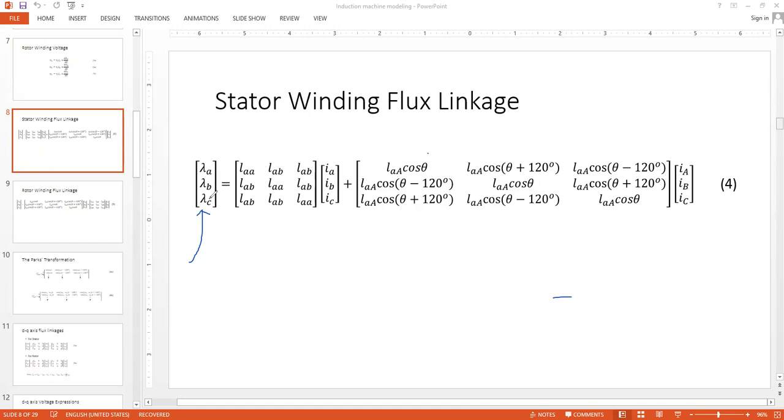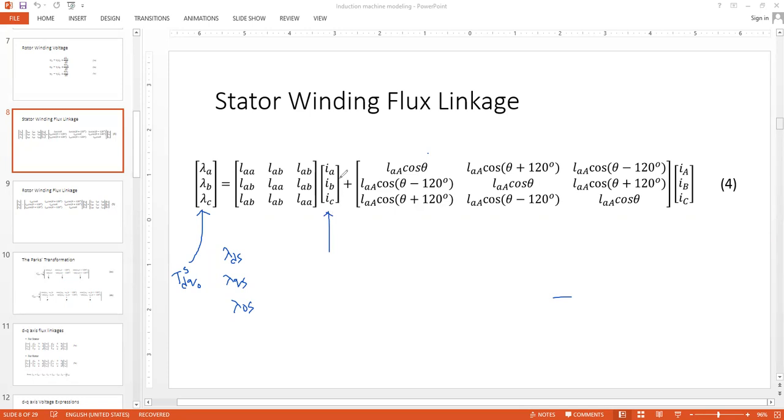This is an ABC frame. We want lambda ds, lambda qs, and lambda 0s. So we need to use T dq0s. Okay, got it?